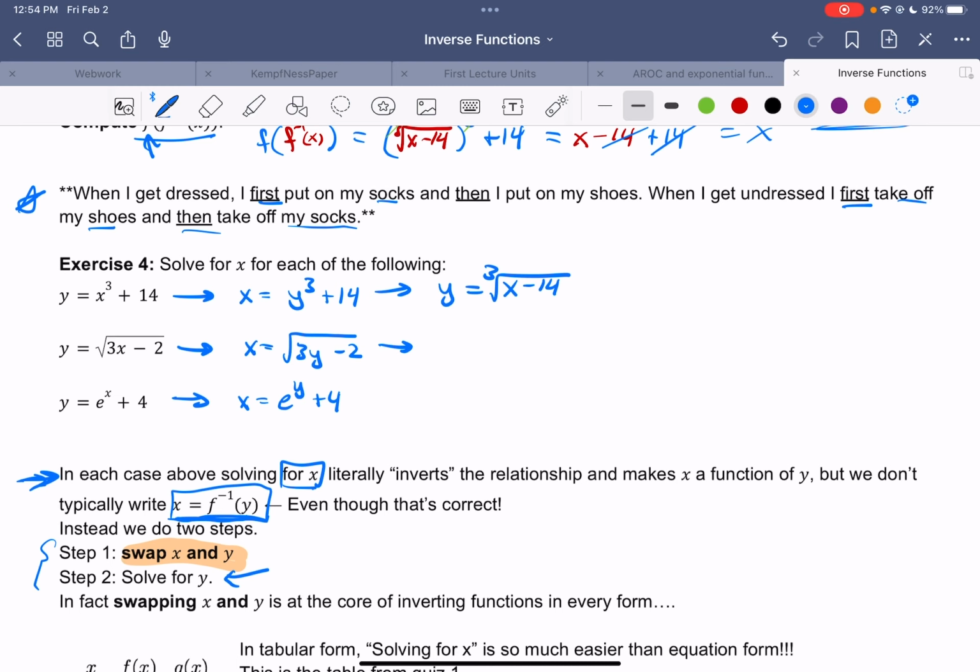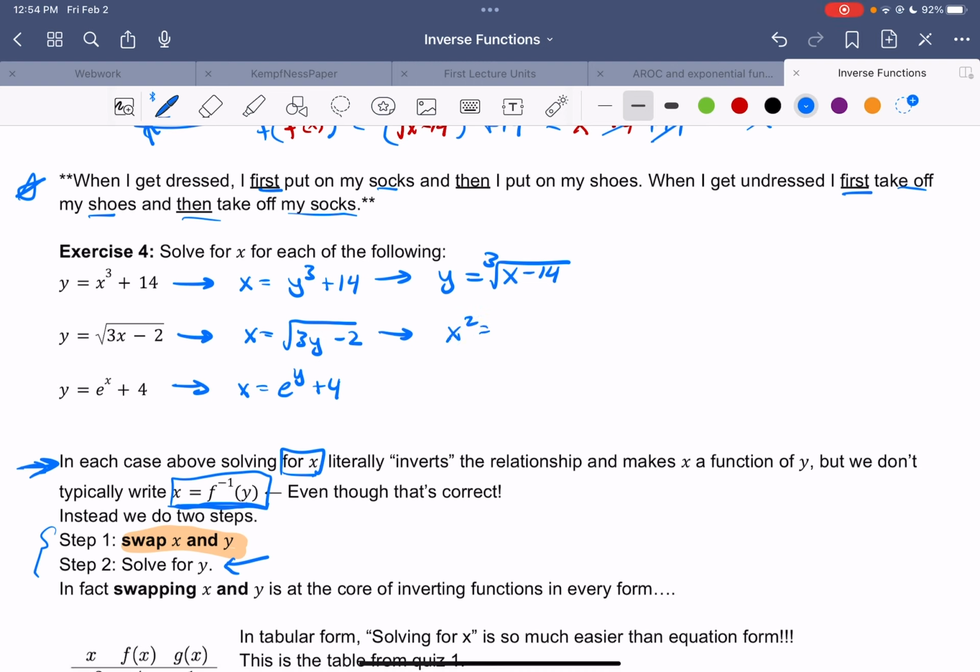Here, we can go in a couple of steps. So let's square both sides. We have x squared is 3y minus 2. And then if I add the 2 over, I have x squared plus 2 is equal to 3y. And then if I divide by 3, then I'll have y is equal to (x squared plus 2) over 3. Okay?